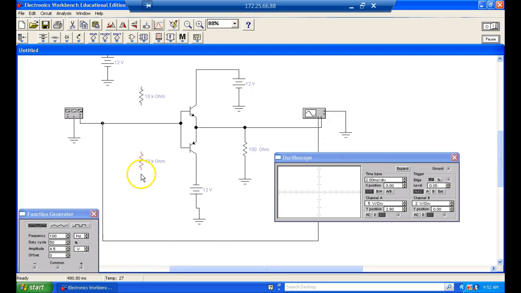What I'm going to do is take this guy and hook it up to my negative supply. I'm going to take this guy and hook it up to my positive supply. Okay. And let's move this down some so we've got a little room to work with.